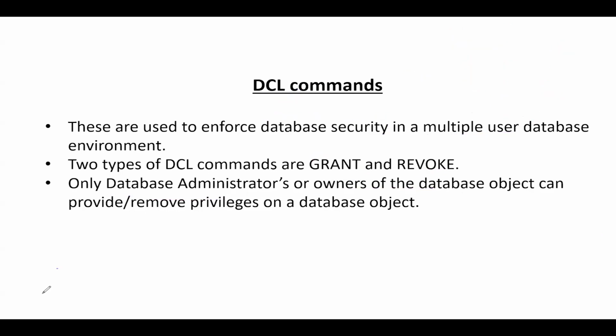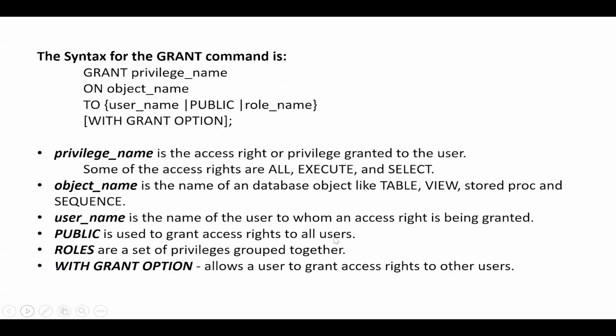Now let us see how exactly the grant and revoke command syntax looks. So the syntax for grant is, we will use the keyword GRANT, then we will give a name to the privilege, and then we will use ON. Whatever I am circling, these are the keywords. On, we will give an object name. TO, we will also give a username, whether it is public, and his role name, WITH GRANT OPTION.